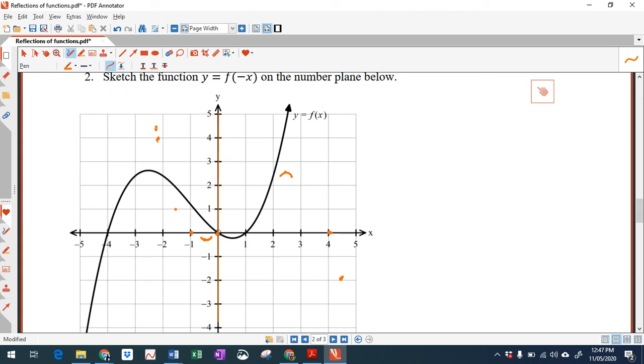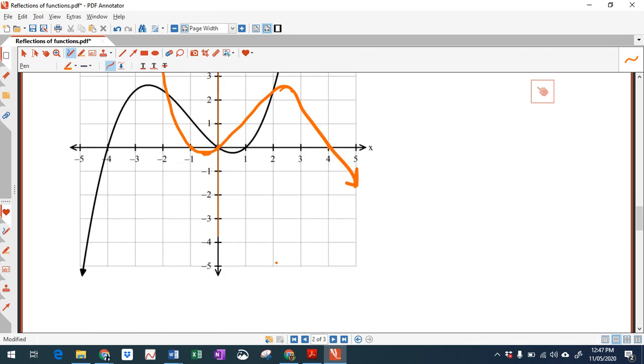So we're going to start from here, coming down through the intercept, turning point there, coming up, turning point there, then down. Okay, something like that. It'll do. Didn't go through that one. All right, so that's close enough. So that's a reflection in the y-axis.